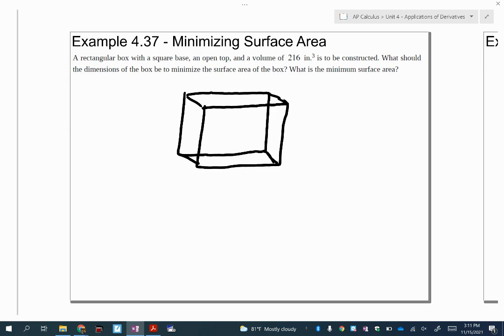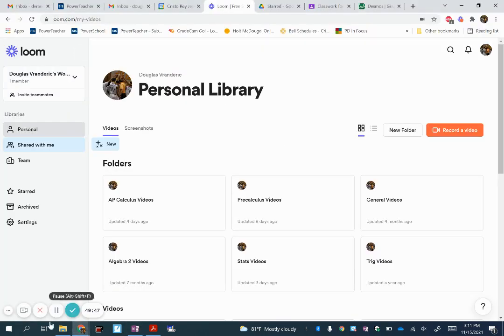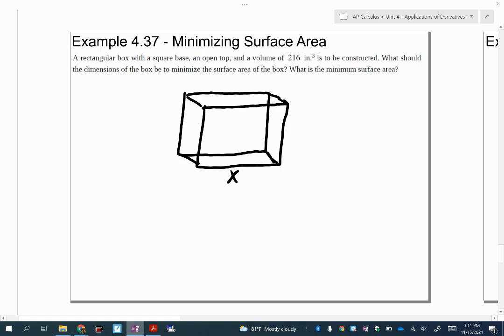I'm going to have X for this one, and then an X for this one, and then Y for my vertical one up there. So I need to find the surface area of this box. If I look at the vertical ones, I'm going to have X and Y as the area of those rectangles.